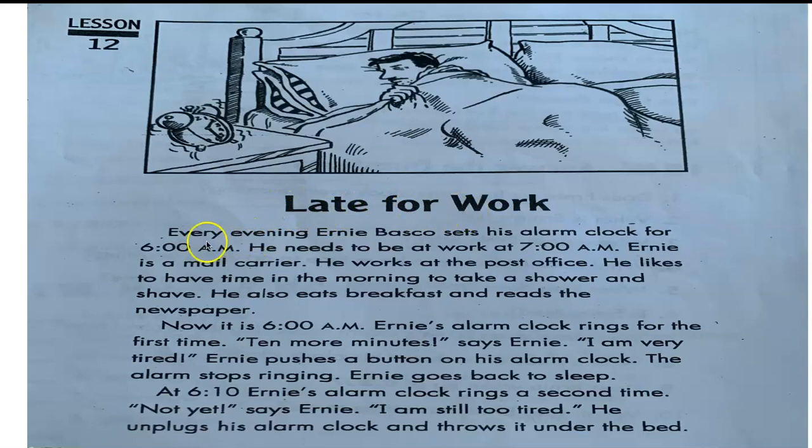Late for work. Every evening, Ernie Vasco sets his alarm clock for 6 a.m. He needs to be at work at 7 a.m. Ernie is a mail carrier. He works at the post office. He likes to have time in the morning to take a shower and shave. He also eats breakfast and reads the newspaper.